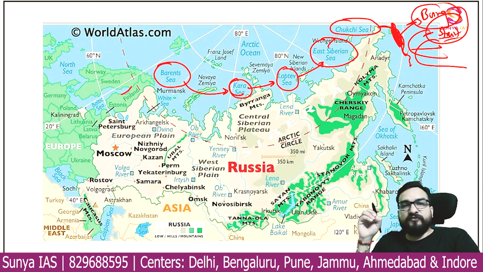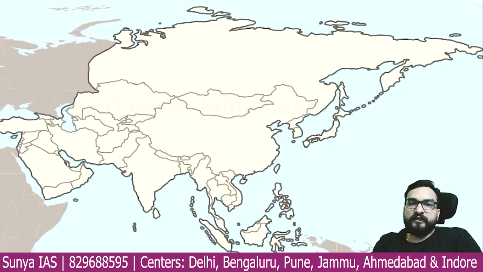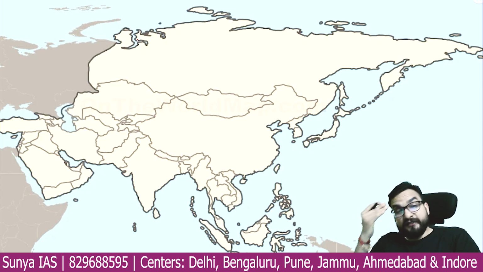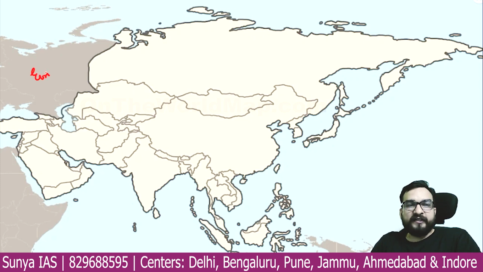So understand this feature also. In the last class, we have learned this: Barents Sea, Kara Sea, Laptev, East Siberian and Chukchi Sea, guys. So in this blank map, can you at least recognize Russia? Over here, this is European Russia, guys. So this is your White Sea. This is your Barents Sea.